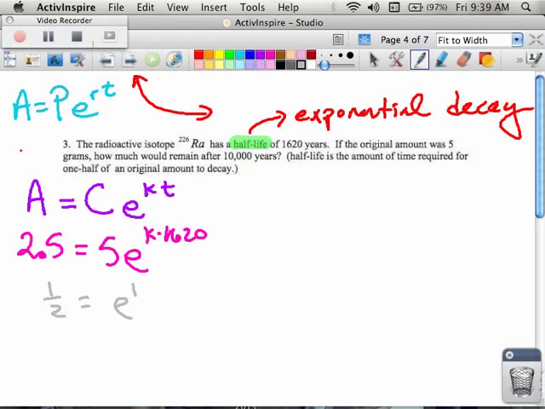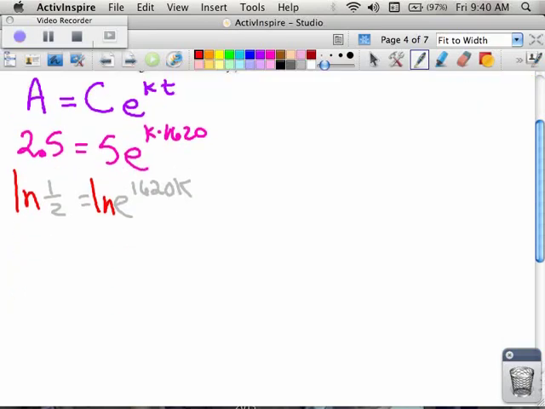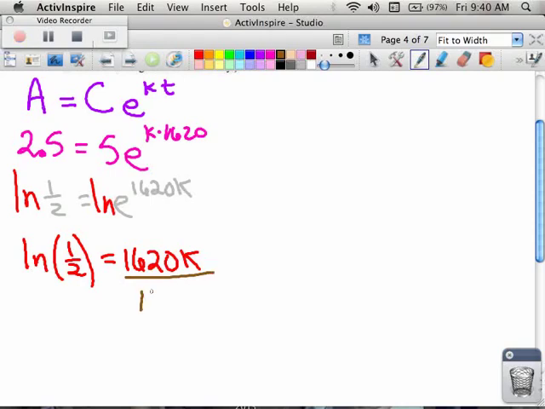1/2 equals e to the 1,620 k. Darn it, there's an e. ln. So let's ln it. I take the natural log of both sides, and I end up with the natural log of 1/2, which I have no idea what that is. We don't need to worry about it right now. It equals 1,620 k. So to get my k, all I would have to do is divide both sides by 1,620.